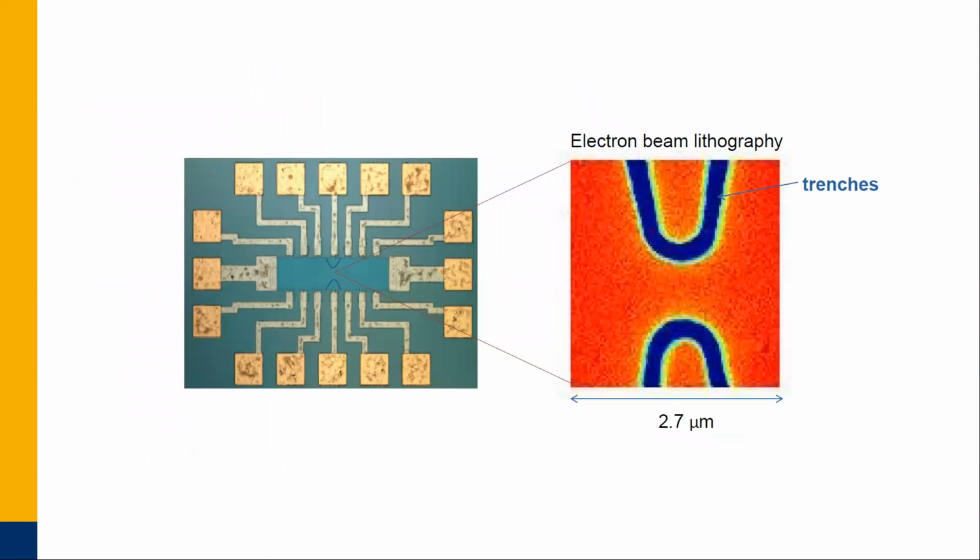Then on this Hall bar, I created, using etching, a quantum point contact to probe this quantization of conductance. This structure is 2.7 by 2.7 micrometers. So the constriction itself is something like 450 nanometers or so.